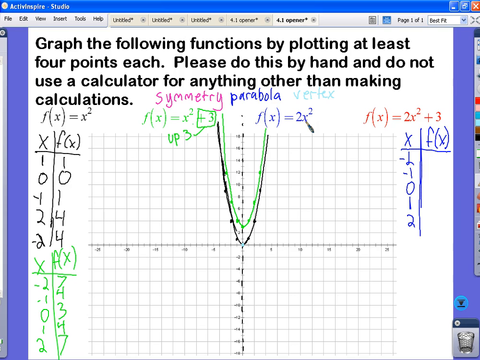We're going to take these outputs, right? These are the outputs of x squared. We have those here, x squared. But then we multiply them by 2, so all of these will get multiplied by 2. When you take negative 2 and you square it, you get 4. But then you multiply it by 2, you get 8. Negative 1, you square it, you get 1. You multiply it by 2, it's 2. 0 squared is 0. You multiply that by 2, you still get 0. 1 squared is 1 times 2 is 2. 2 squared is 4 times 2 is 8.